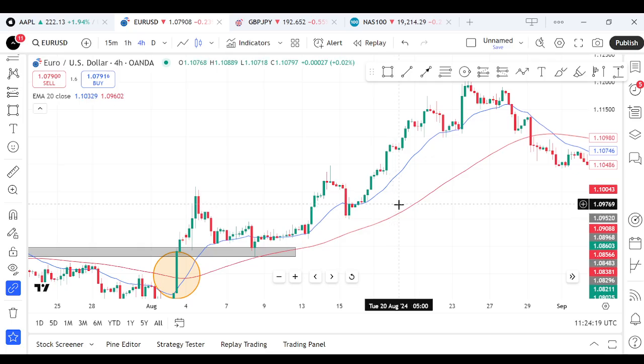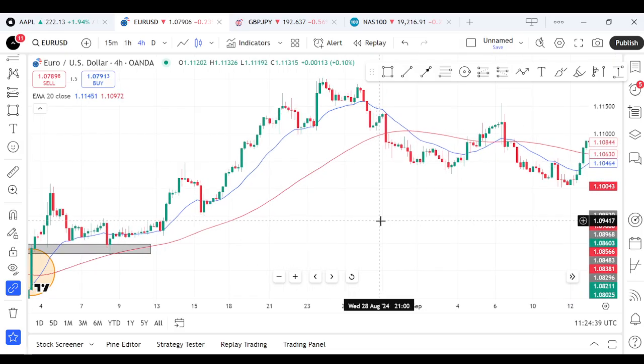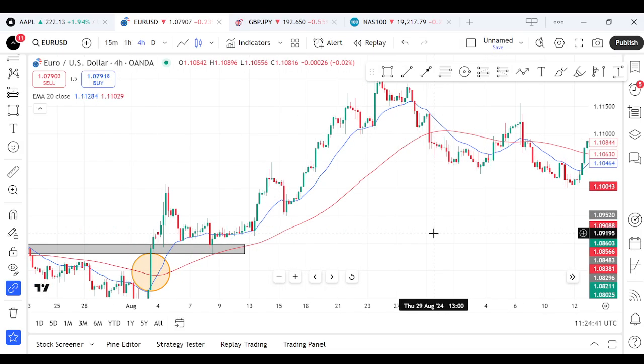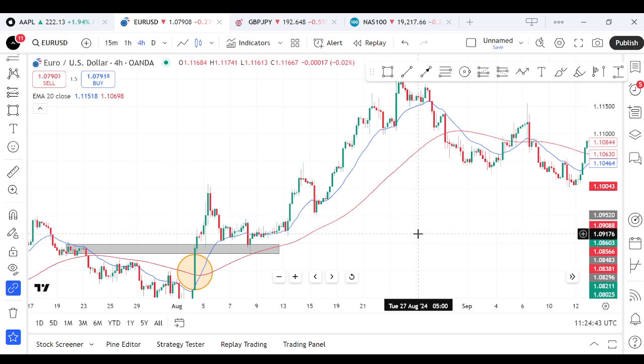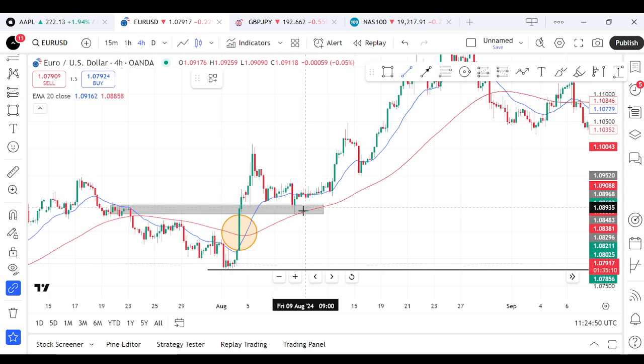Now, managing your exits and managing your trades is just as important as your entries. Use dynamic levels like support and resistance zones or trailing stop loss to lock in gains while allowing the trade to run all the way to your take profit, or allowing the trend to continue. For instance, in an uptrend, you could place your stop loss just below the most recent swing low. This way, if price reverses unexpectedly, your risk is limited.